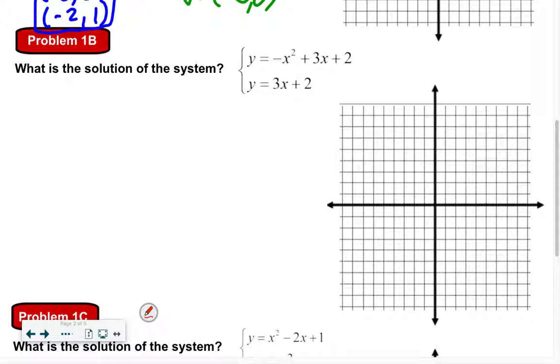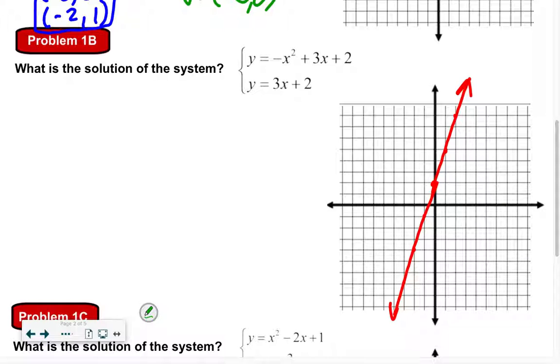I gotta go up 2. And this time, what's my slope? 3. Go up 3 over 1. Oh boy. Semi-straight. Okay. How do I graph my parabola?